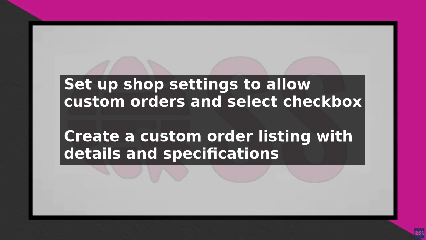First, you need to make sure that your shop and listings are set up to allow custom orders. To do this, go to your shop settings and click on the Options tab. Scroll down to the Custom Orders section and select the checkbox that says Allow Custom Orders.